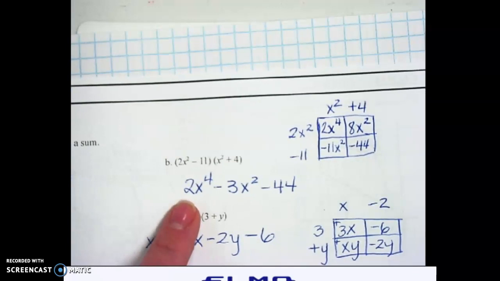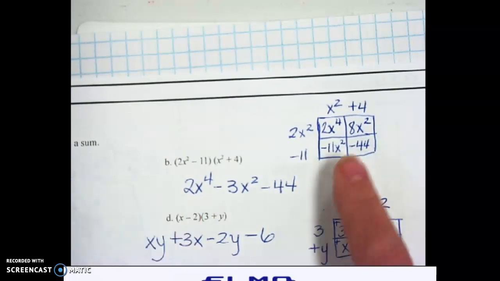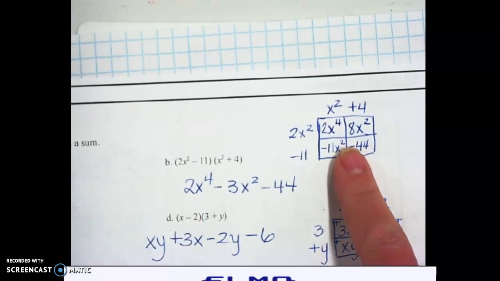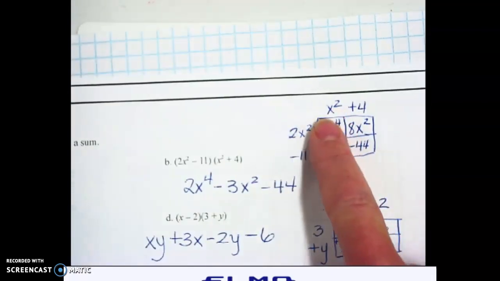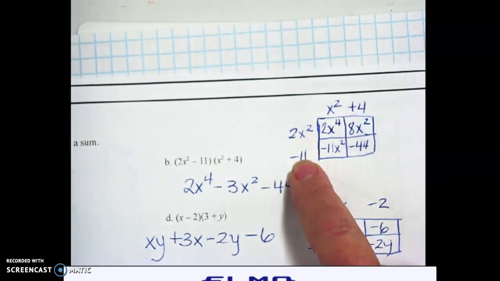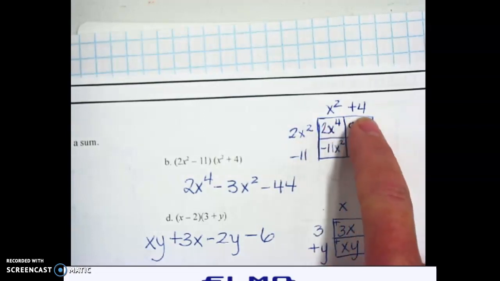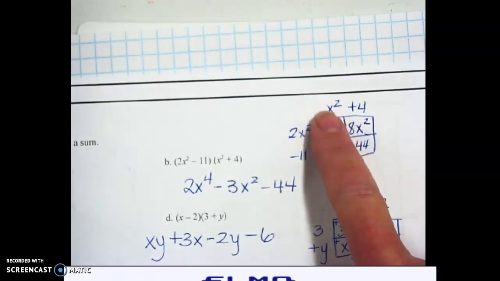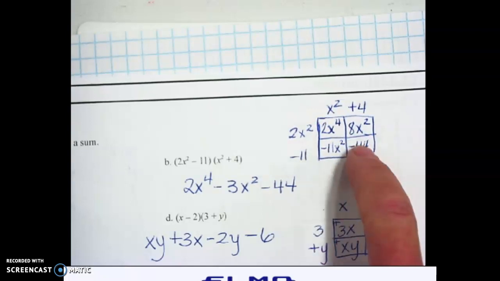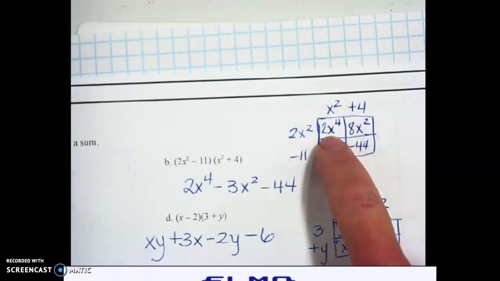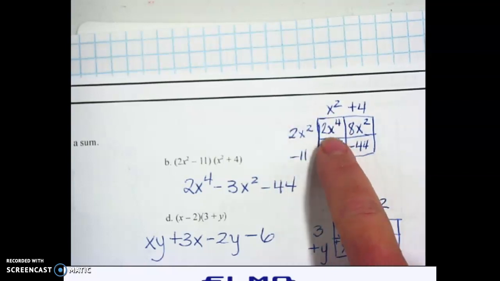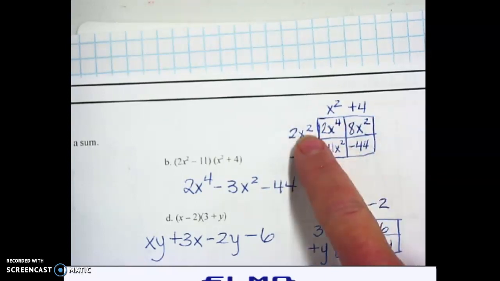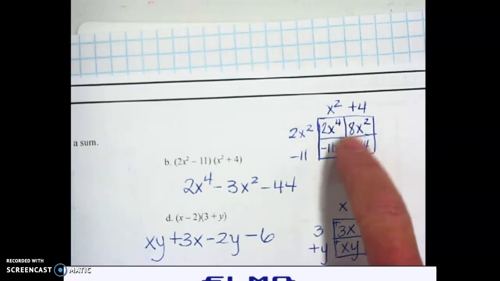Part B, I used the algebra model. I wrote the binomial 2x squared minus 11 down the side and the x squared plus 4 across the top. And then for each box, I multiplied to the left and above to get the product inside. So 2x squared times x squared is 2x to the 4th. 2x squared times 4 is 8x squared.